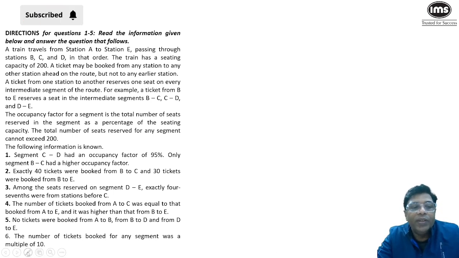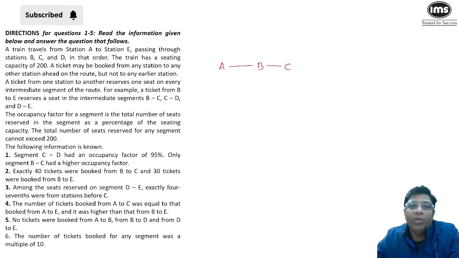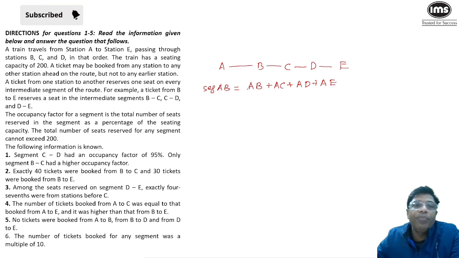Okay, let's read further. Let me just try to draw and understand what the segments are. The train starts from A, reaches B, then goes to C, then goes to D, and finally ends at E. Those who will reserve their seat in segment AB are the ones who book their tickets from A to B, or A to C, or A to D, as well as A to E. All these people will reserve the segment AB.